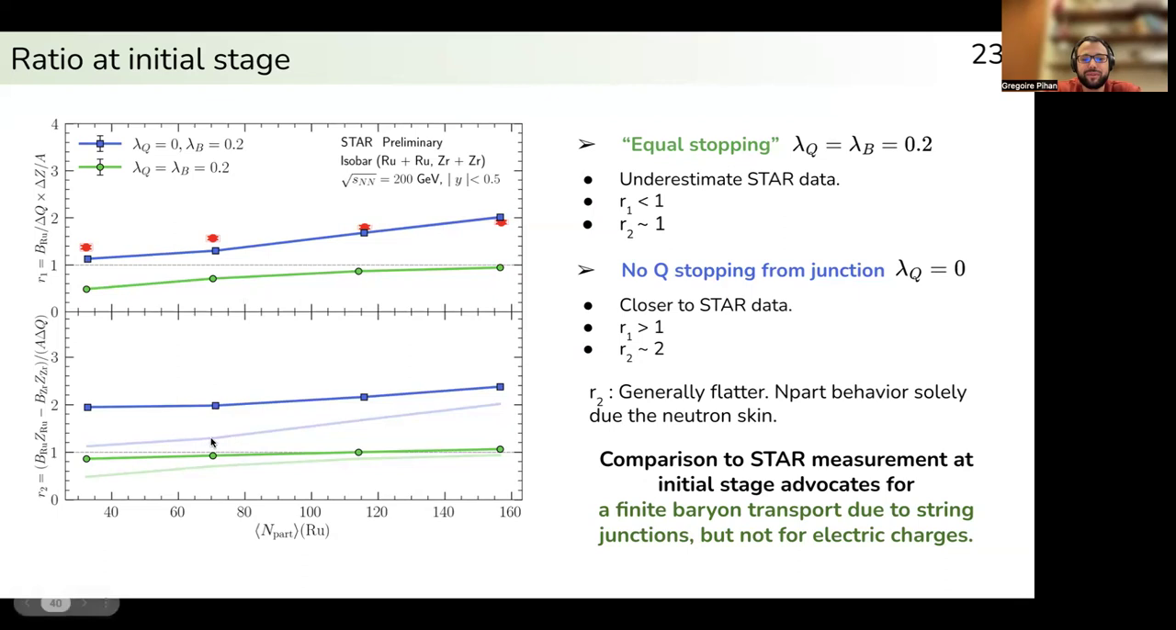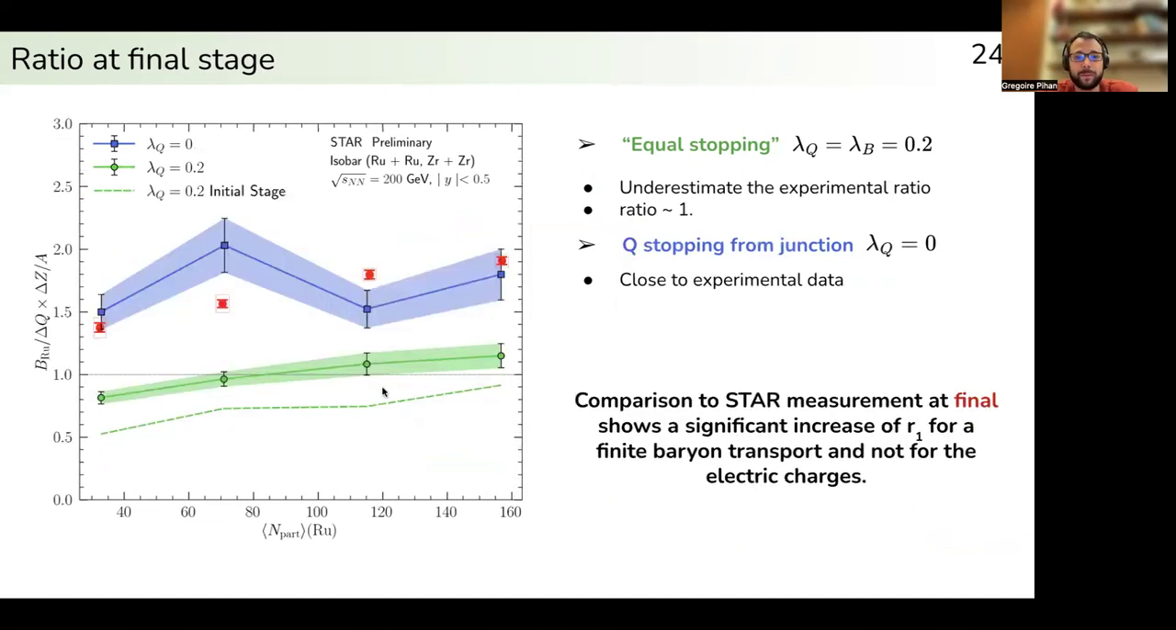Sorry, so I show the two curves here. This blend curve here is this one, basically. And the measurement lies in between. I should have put the measurement, sorry. So it lies in between, and that's a good point for us. So at initial stages, the comparison with STAR measurements advocates for a finite baryon transport due to the string junction, but not for the electric charge. So we have different baryon and electric charge stopping.